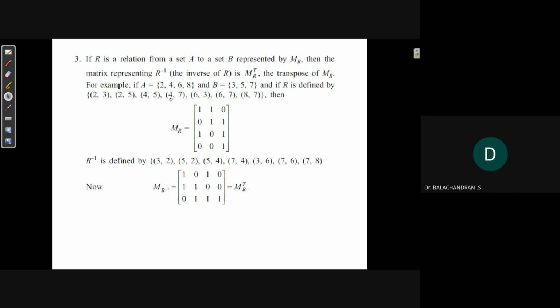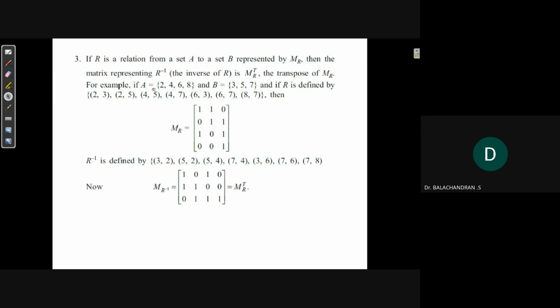Next idea is how to find the inverse of the relation. You know how to find the inverse of the relation easily. Suppose R is a relation from A to B represented by the matrix MR. Then the matrix representing R inverse, that is the inverse of R, is MR transpose, that is the transpose of the matrix MR.